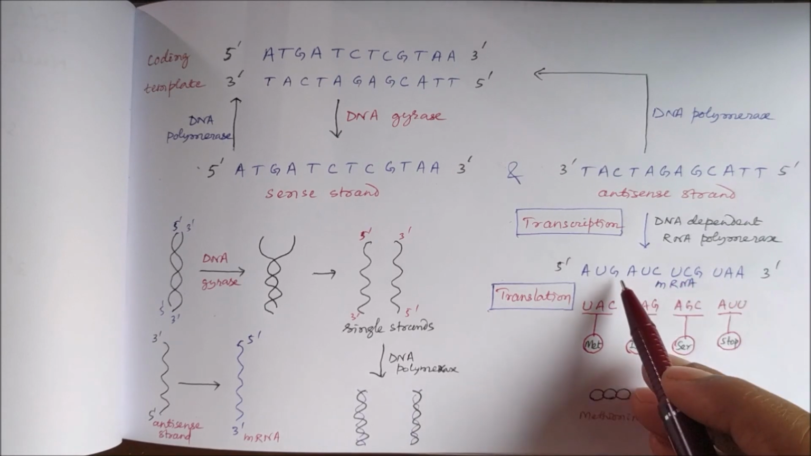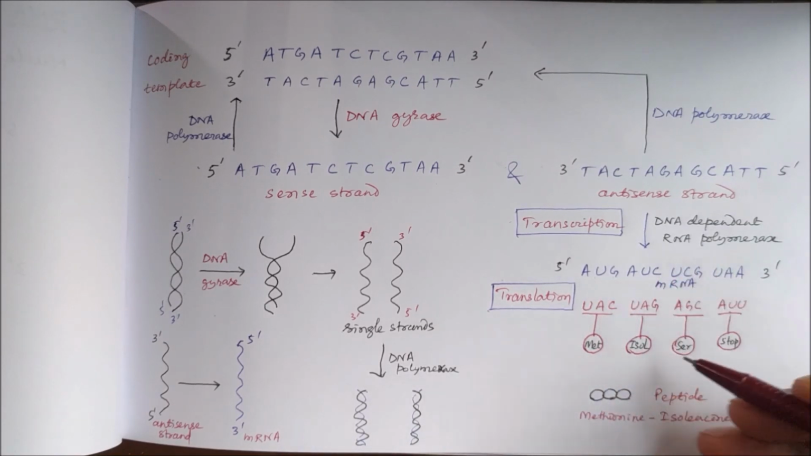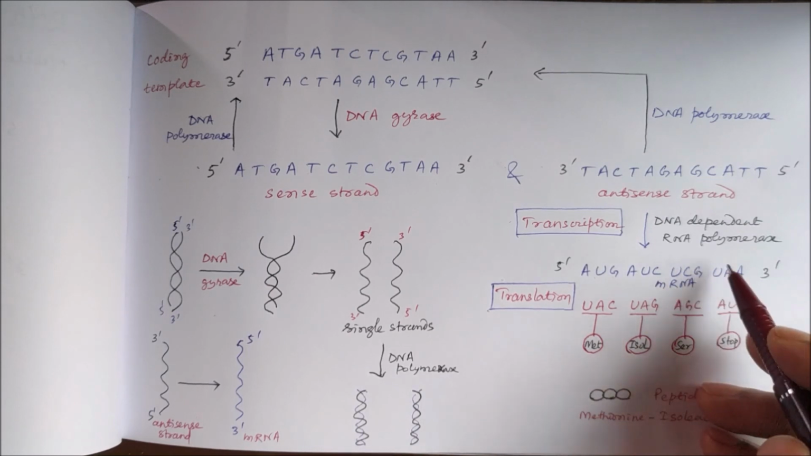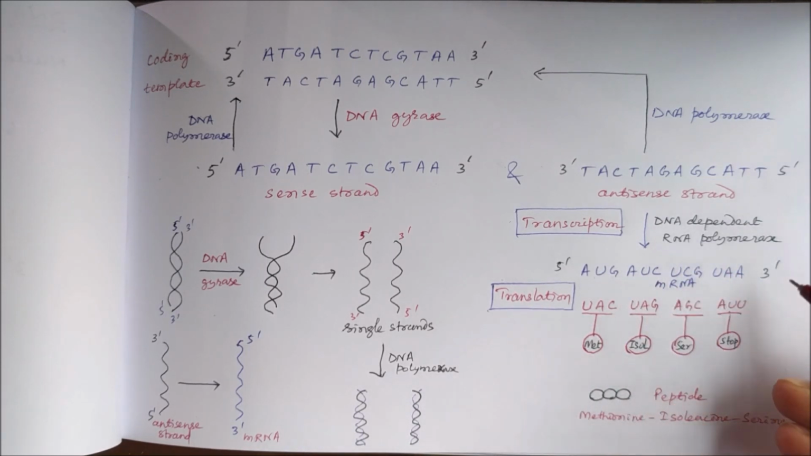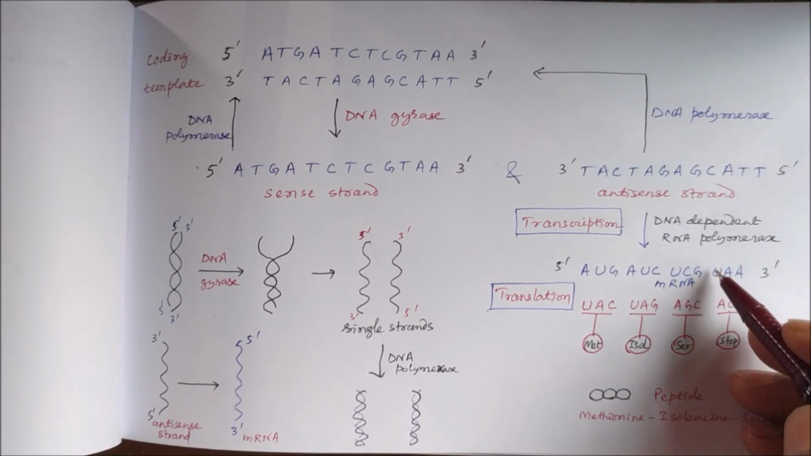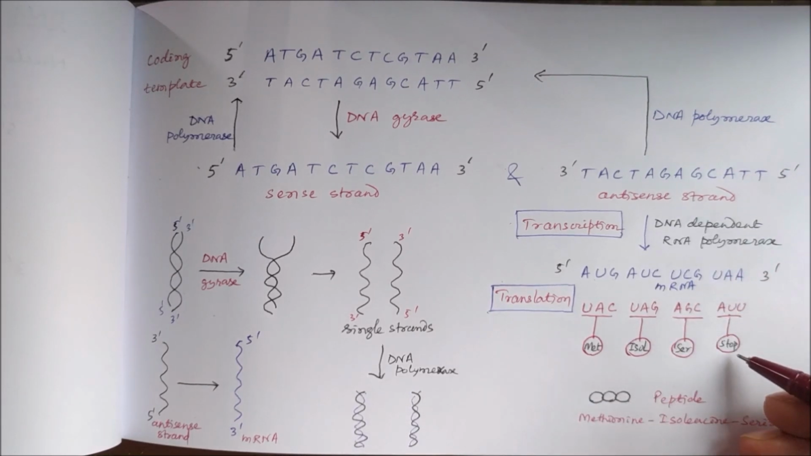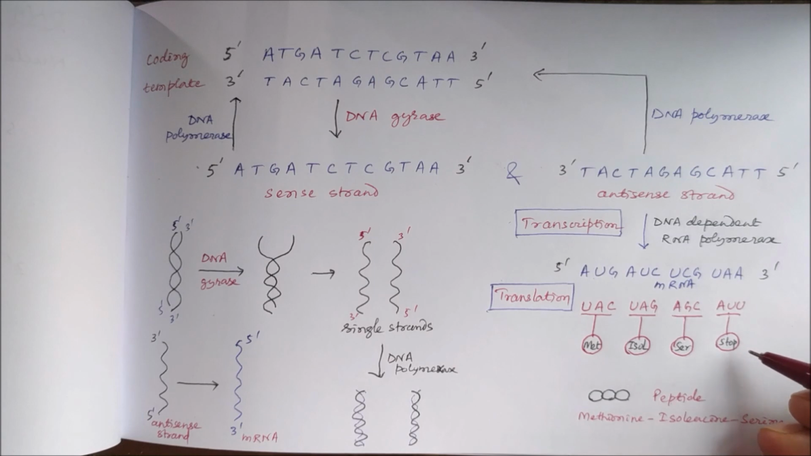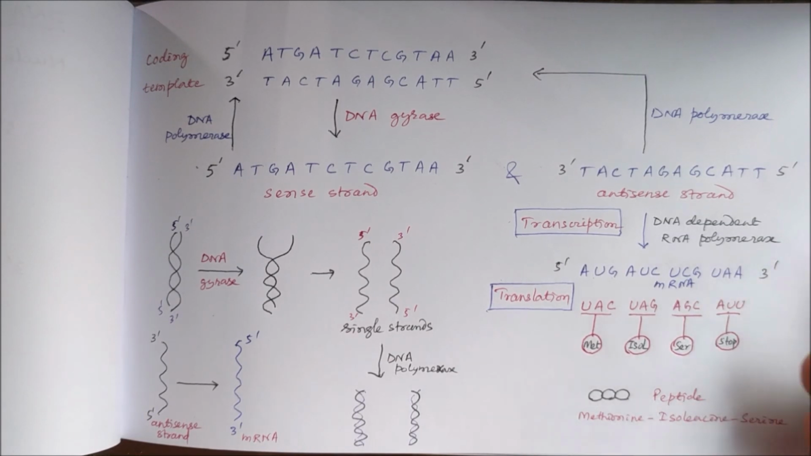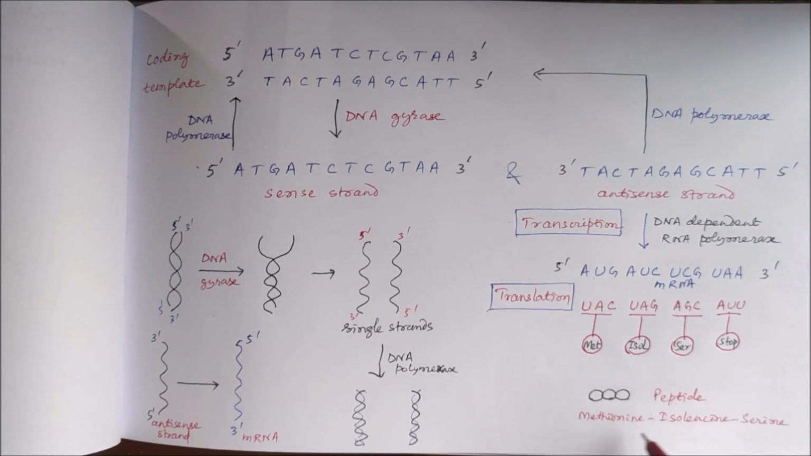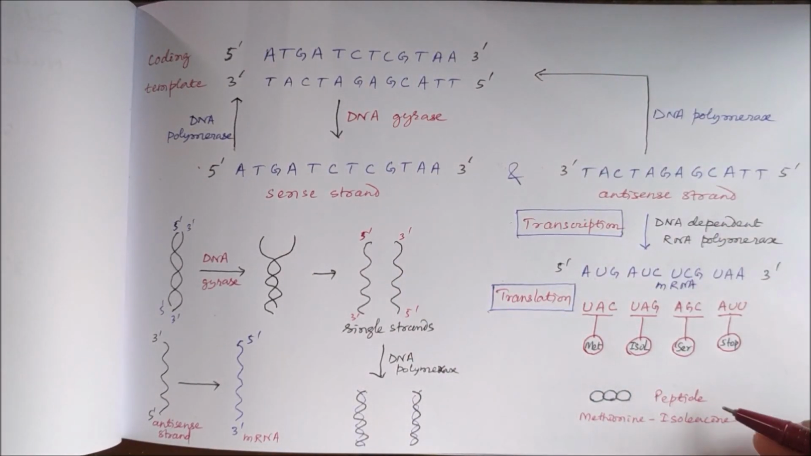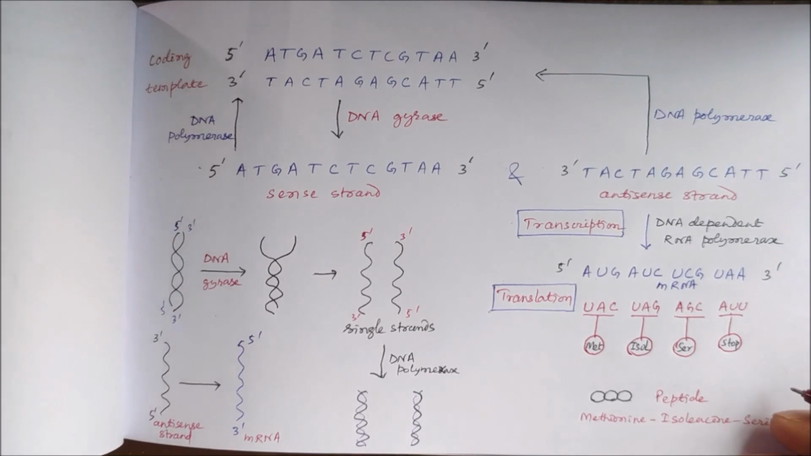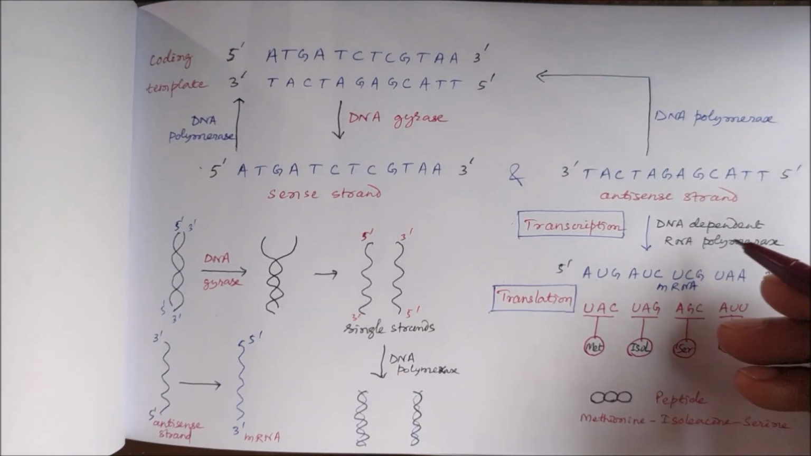Then the next 3 bases, AUC, stand for isoleucine, the next 3, UCG, for serine, and it continues until the stop codon comes. UAA is the stop codon. So the amino acids provided by transfer RNA will stop here because the stop codon arises, and in this case we get these 3 amino acids, so it will be a tripeptide: methionine, isoleucine, and serine. In this way, from DNA the peptides and proteins are synthesized.